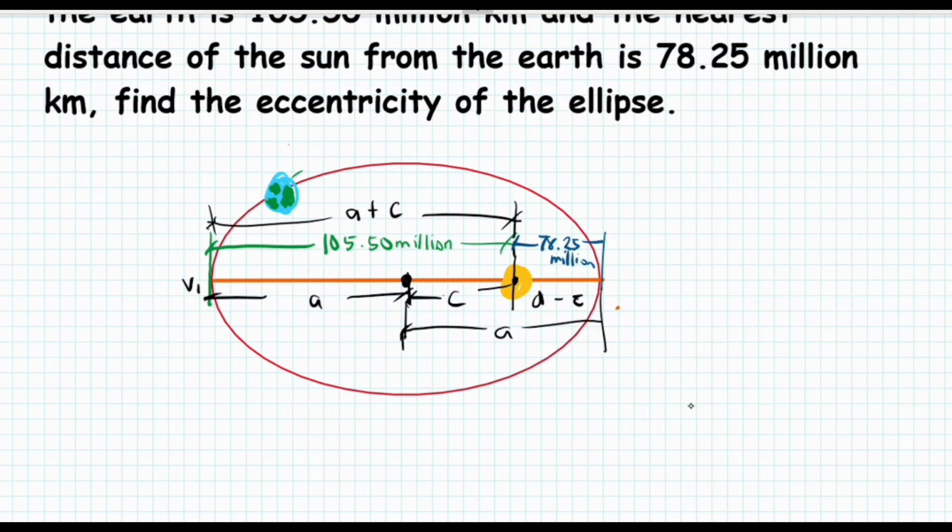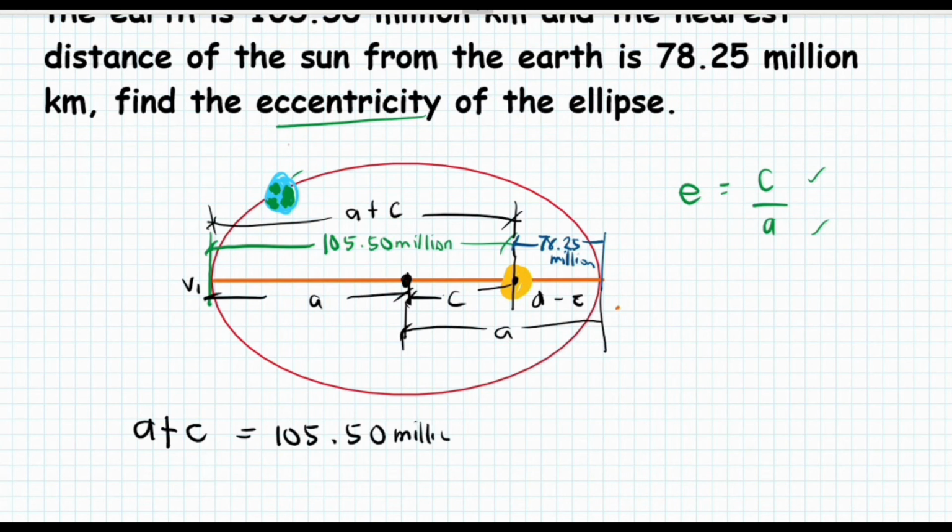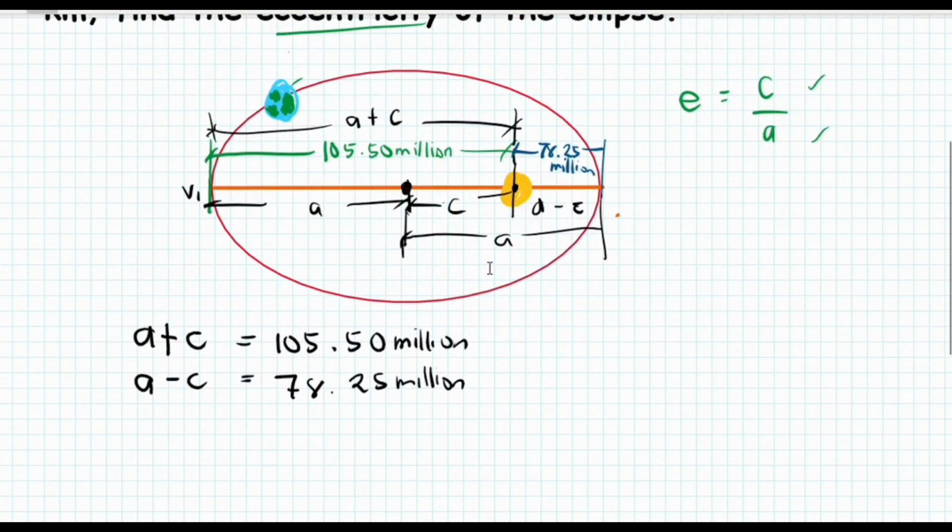Okay. So, ngayon, ang hinahanap daw natin is yung eccentricity ng ating ellipse. So, we know that eccentricity is equal to C all over A. So, kailangan natin mahanap si C, mahanap si A, and you will have your answer. So, para doon, lagay natin yung mga nakuha natin. That A plus C, ito yun, si apogee, is equal to 105.50 million. Sige, lagay natin million. And you also have your A minus C. A minus C is equal to 78.25 million.